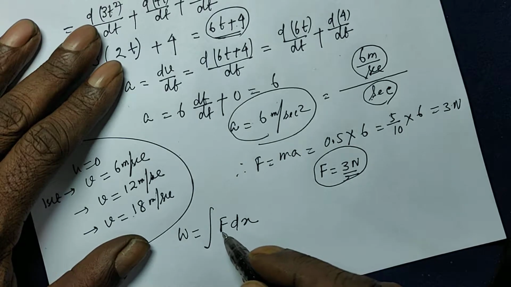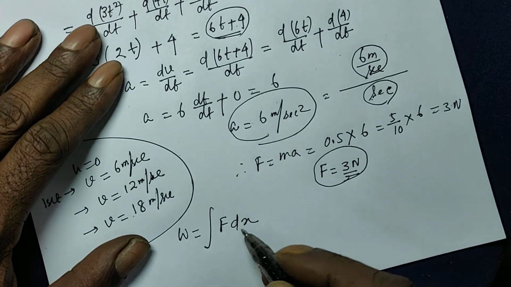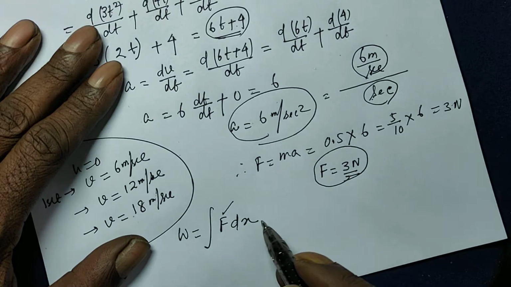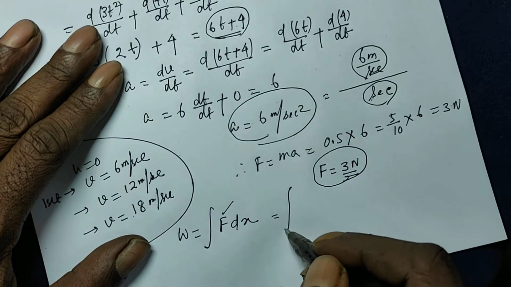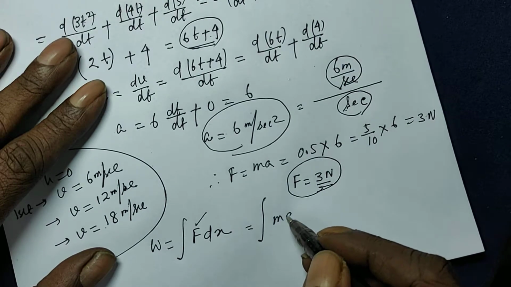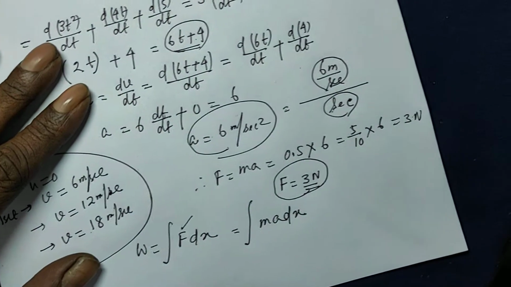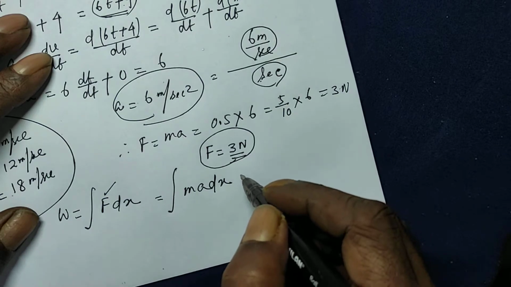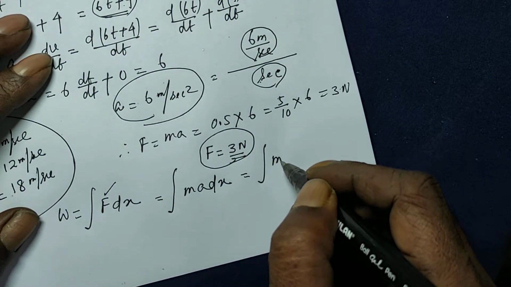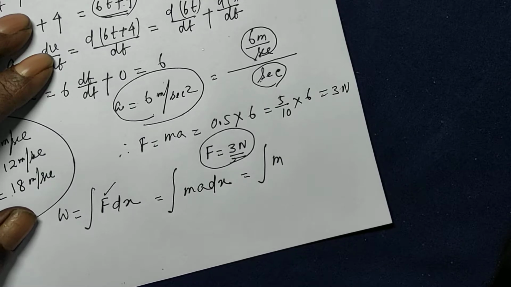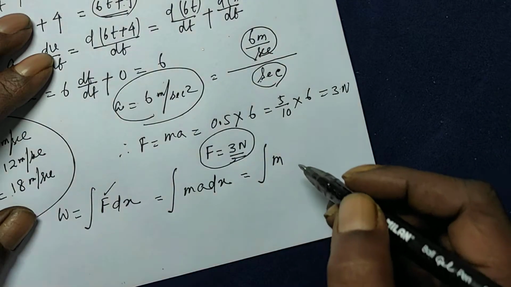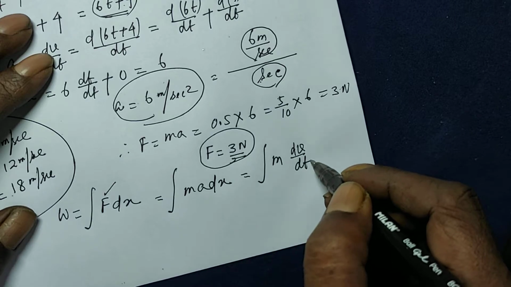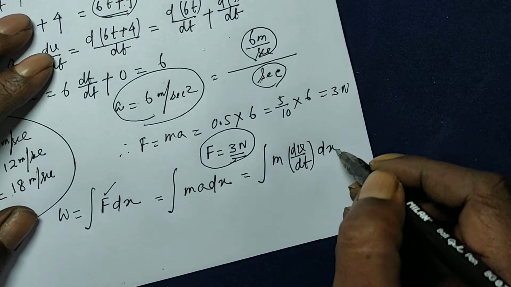Now here is the trick. Now here f is not given in terms of x. So I have to change that. Force is equal to mass into acceleration. This is your dx. Now how to rearrange that? Your acceleration is equal to the same thing as dv by dt, and dx remains as a dx.